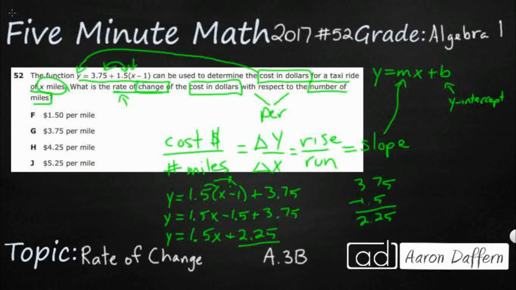And then here we go. Right there, you see that 1.5? That is my slope. Now remember, that is going to be the cost in dollars, which is really what's in front of that x. So since we've got the 1.5, we need to put it back in dollars and cents, which is not that difficult. The answer here is going to be F.